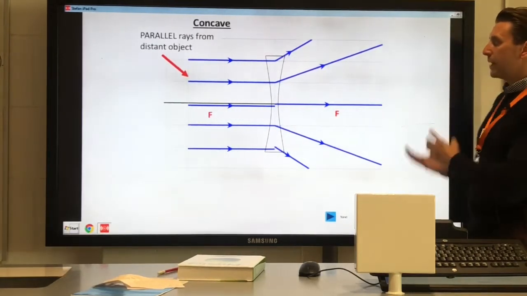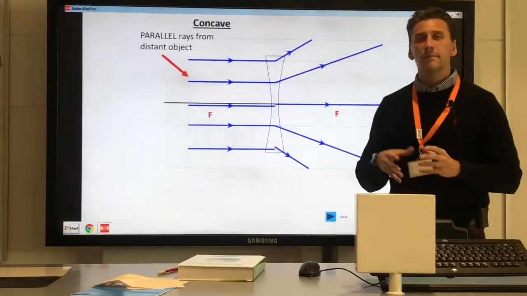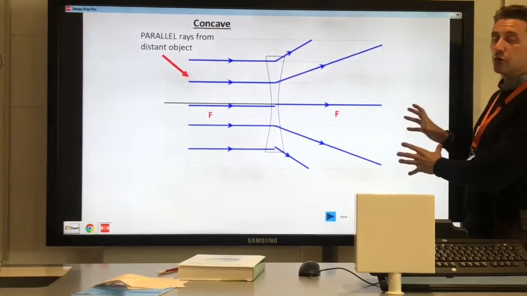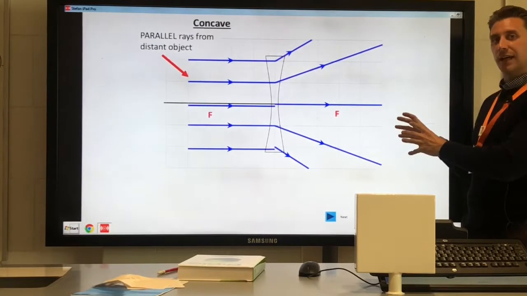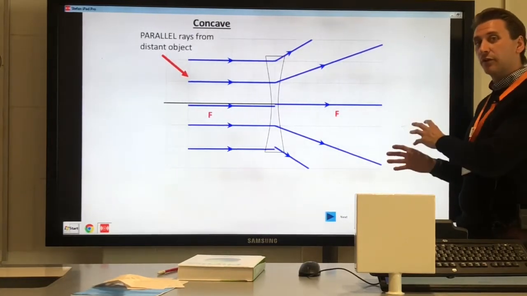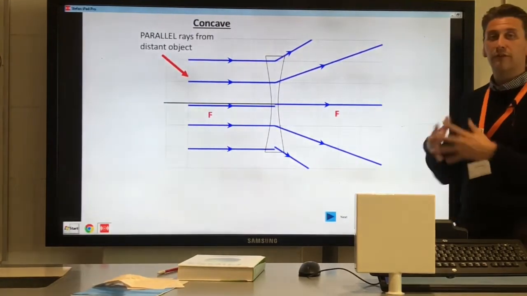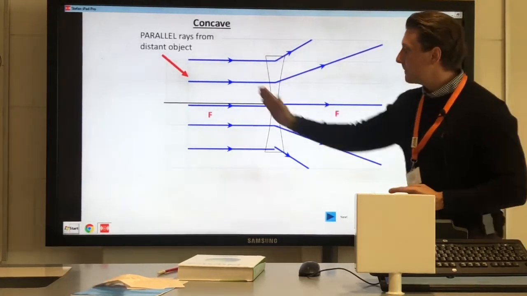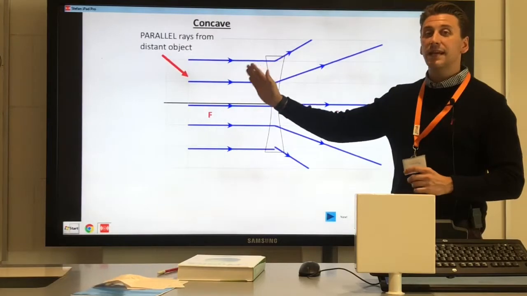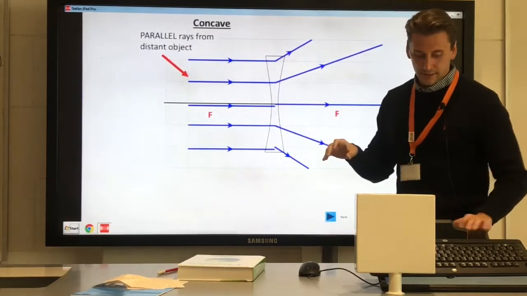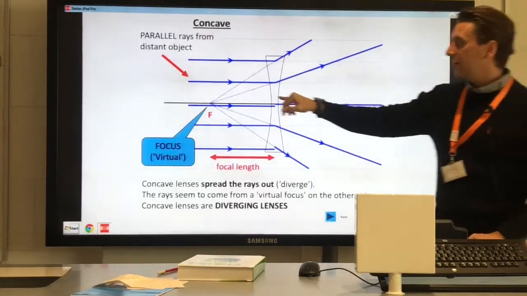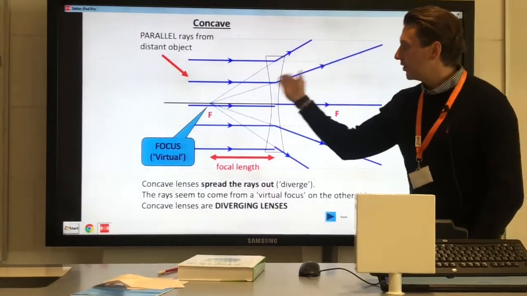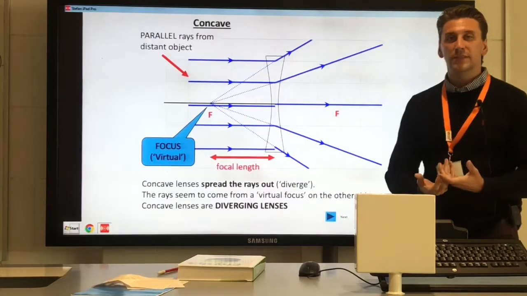Now, you might assume that, comparing it to the last diagram, there is no focal point through a concave lens. That's true on this side of the lens. So after the lens, there is no focal point because these rays will never come together. However, if we follow these rays back through the lens to the same side as the light came in, like this, then actually they would meet at this point.